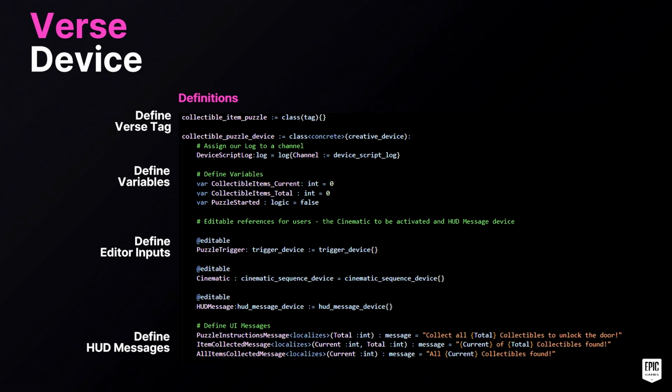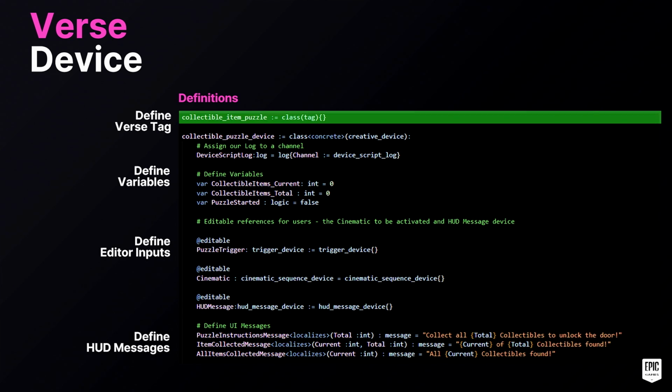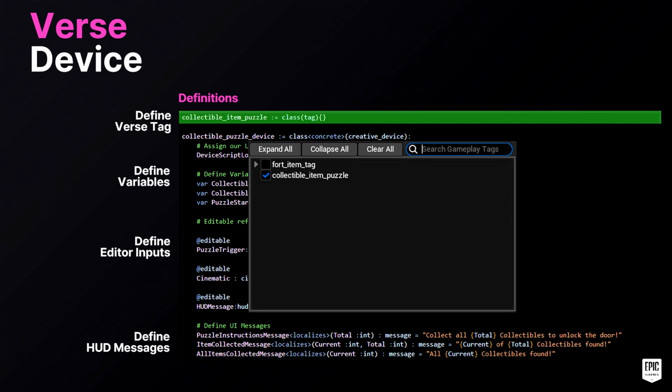All right, let's go through these real fast. So, collectible item puzzle. That is a tag. And so what I've done is I've defined a verse tag in verse. When I compile my verse in the UEFN editor, next time I want to put a tag on a thing using a verse markup tag component, my tag appears right there. So it is as simple as that. You don't have to compile separately. You can do it right in editor.